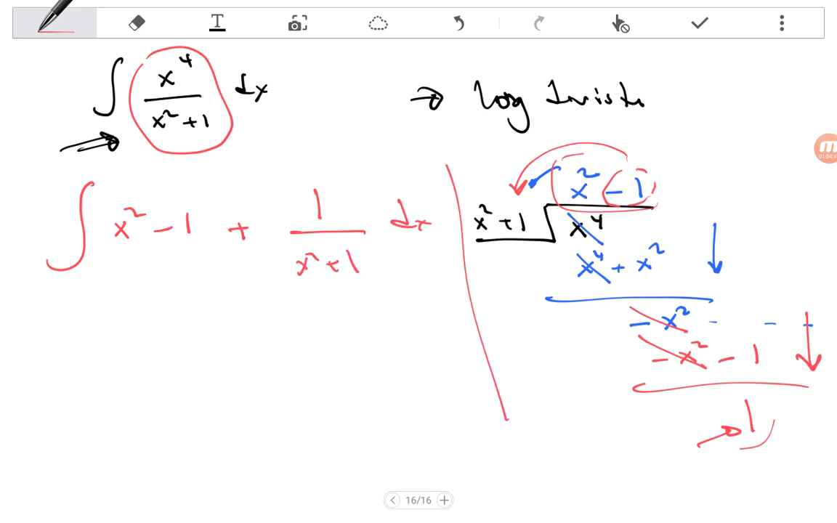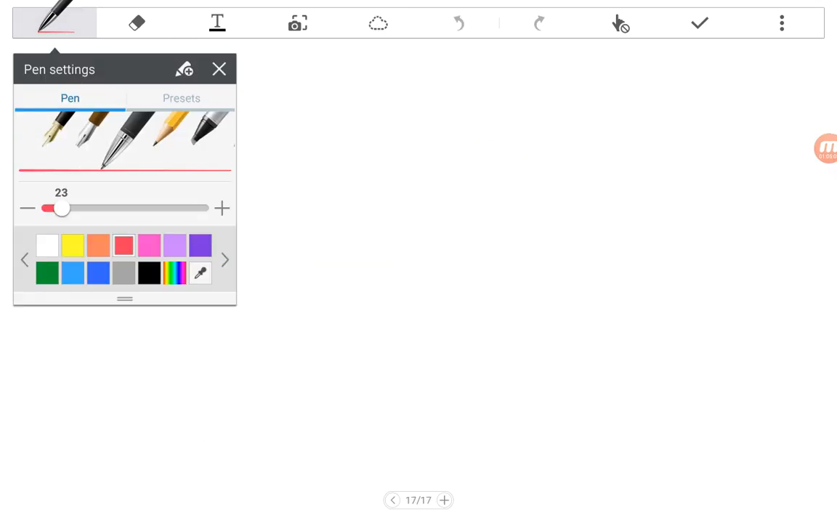Okay? Can I make an integration? Yes, all of these terms are just inside the table. So we'll have this will be x to the power 3 over 3 minus x plus tan inverse x. Okay? Now what about this expression?